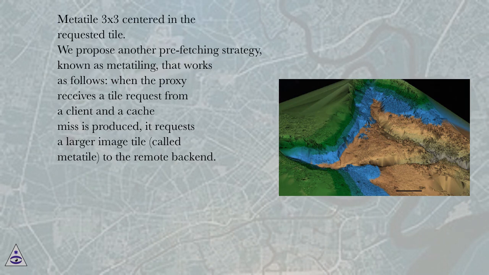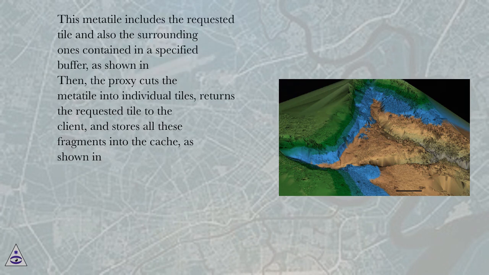We propose another prefetching strategy, known as metatiling, that works as follows. When the proxy receives a tile request from a client and a cache miss is produced, it requests a larger image tile, called a metatile, from the remote backend. This metatile includes the requested tile and also the surrounding ones contained in a specified buffer, as shown in the figure. Then, the proxy cuts the metatile into individual tiles, returns the requested tile to the client, and stores all these fragments into the cache, as shown in the figure.